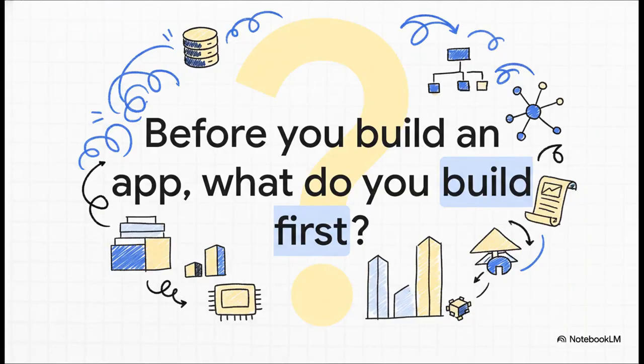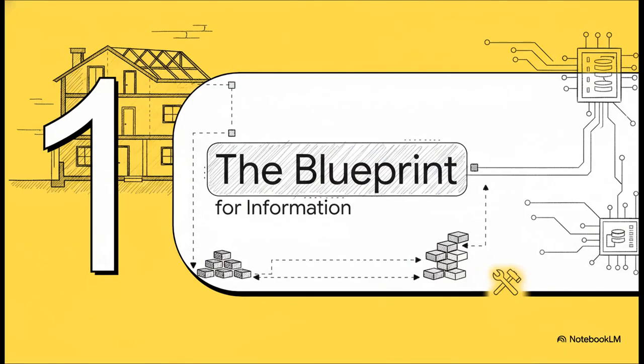So, let's start with a really simple question. Before a single line of code is ever written, before anyone even thinks about buttons or colors, what's the very first thing that actually needs to be built? Just let that sink in for a moment. Well, the answer is the blueprint.